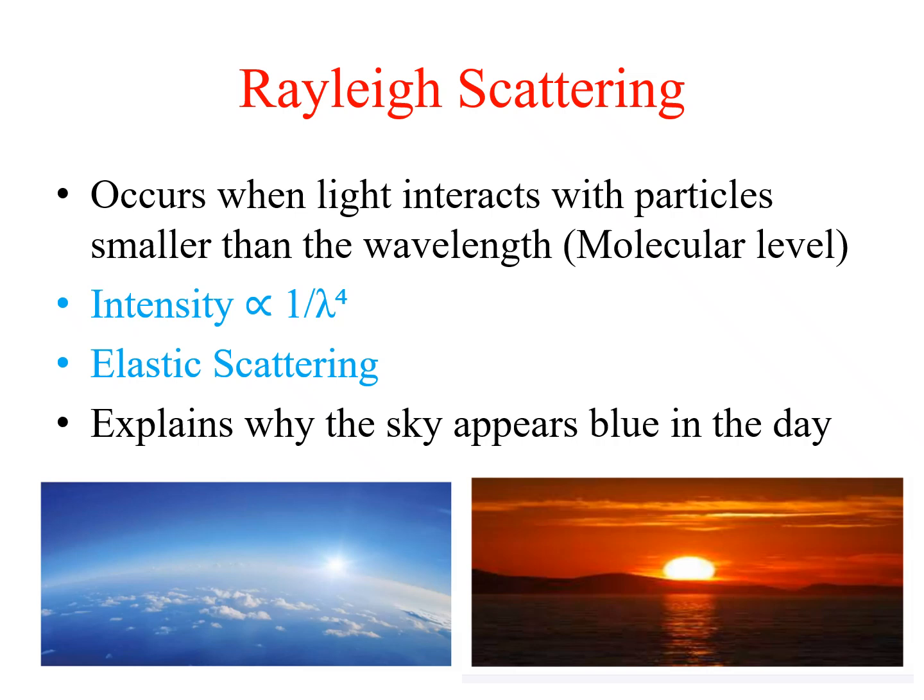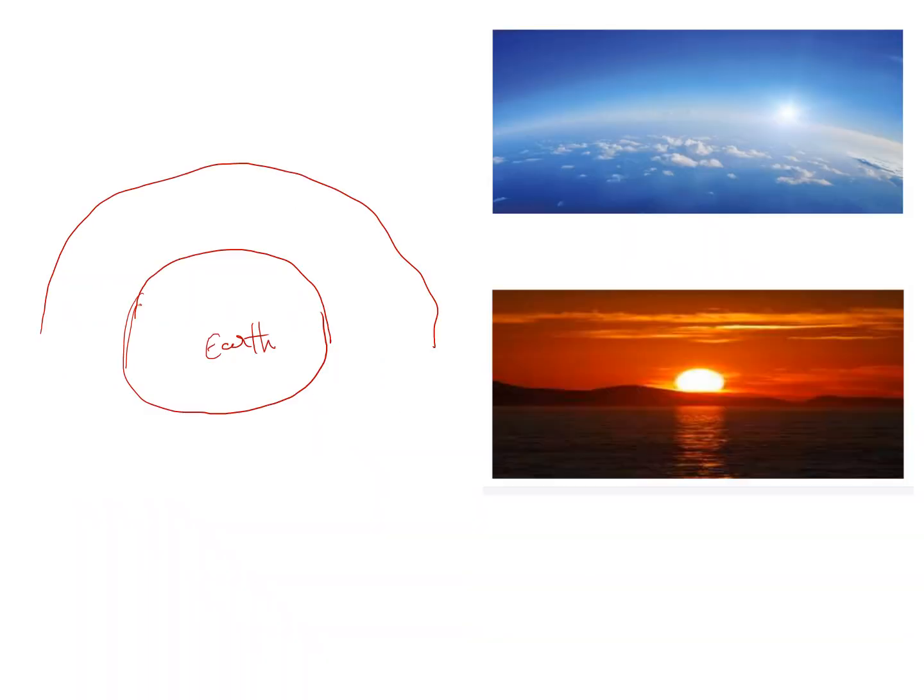This is a beautiful concept, which explains why the sky appears blue in the day and red or orange at sunrise and sunset. Now let us see why the sky appears blue in the daytime, and why the color changes at sunrise and sunset. Let us now consider the air.